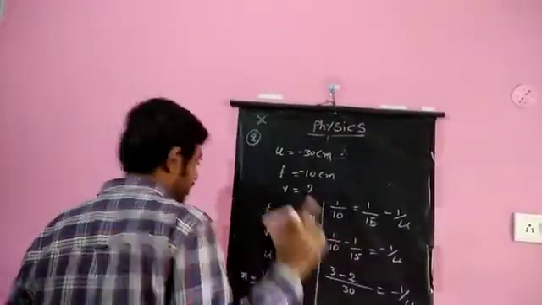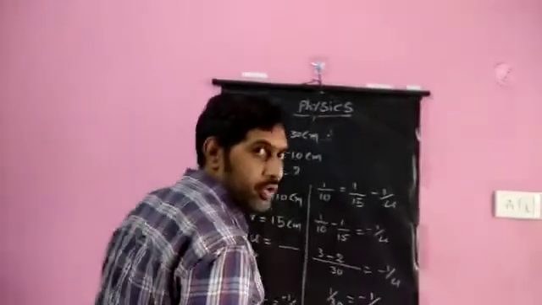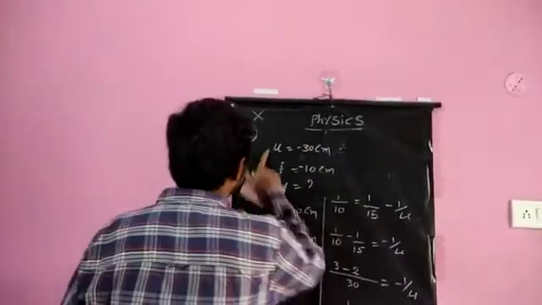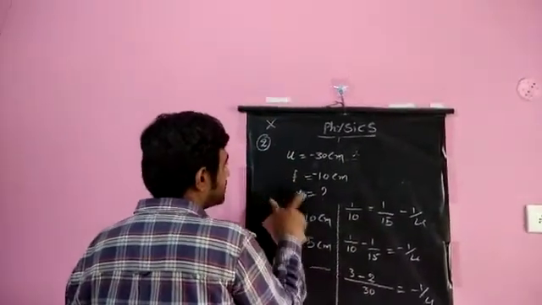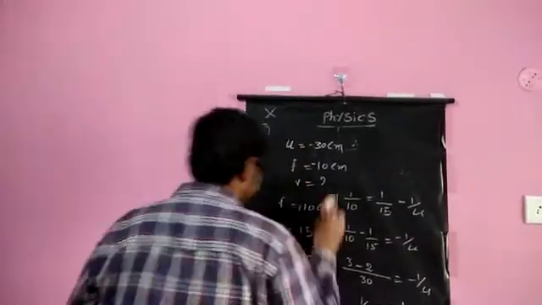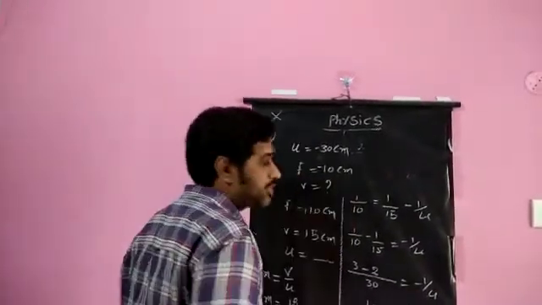See now, in the lens formula we have three things: F, U, V. Focal length, image distance, object distance. Here the object distance and focal length are given. They are asking you to find the image distance. If the height of the object is given, he will ask you to find the height of the image.